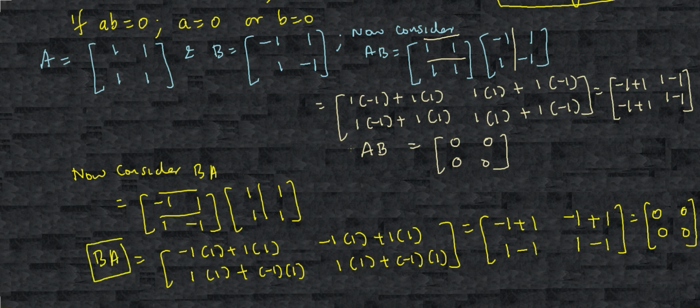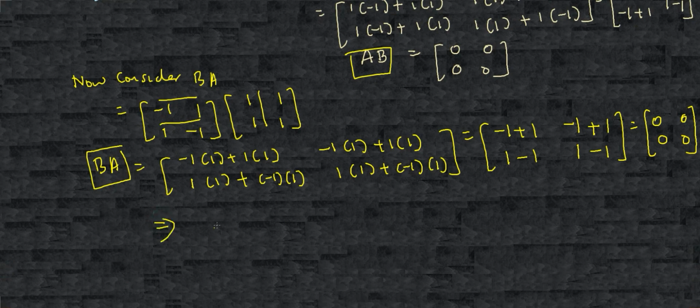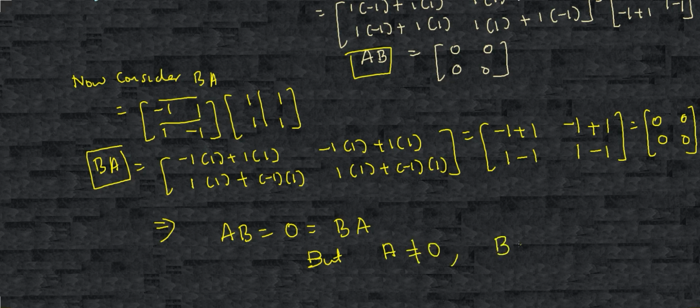Now comparing B times A with A times B, clearly you can write, clearly AB equals 0 and also BA equals 0. But the important point here is neither A equals 0 nor B equals 0. So that is the expectation for this question. So that ends the proof.